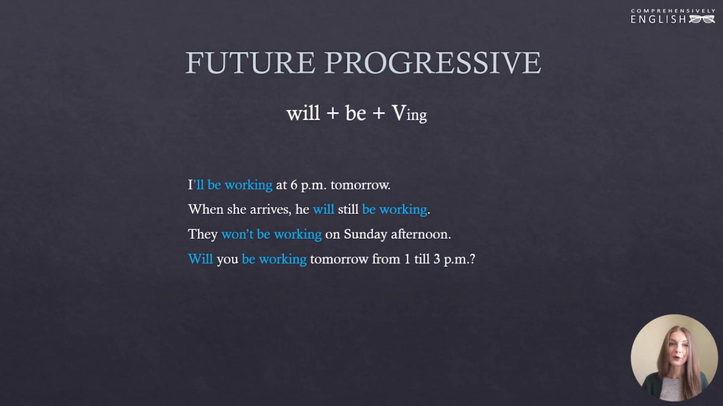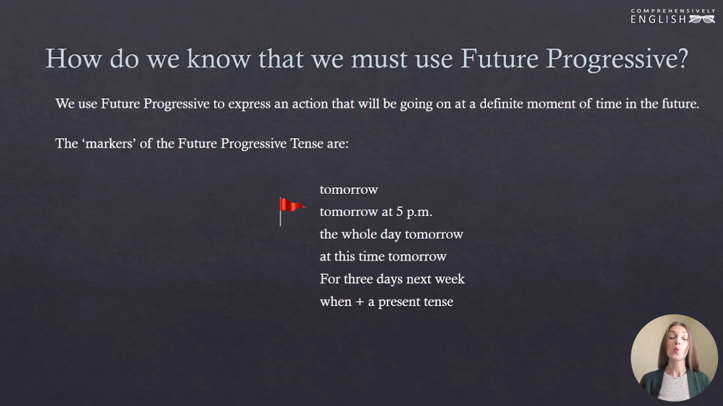What is common for all of these sentences? In each of them, the future progressive is used because we speak about a definite moment of time in the future or a definite period of time in the future. So when do we use the future progressive tense, or how do we know that we must use this particular tense? The future progressive tense is used to express an action that will be going on at a definite moment of time in the future.